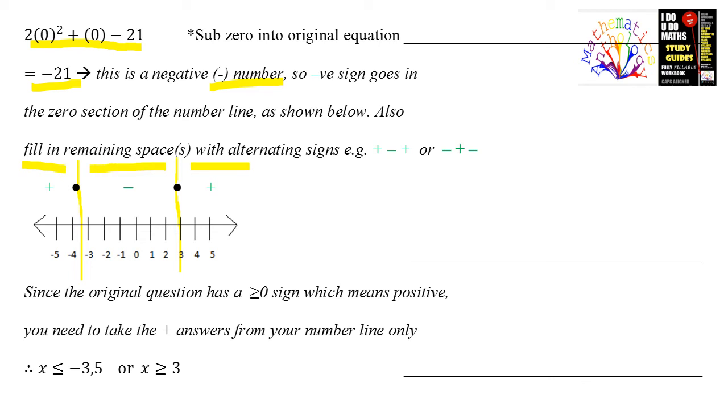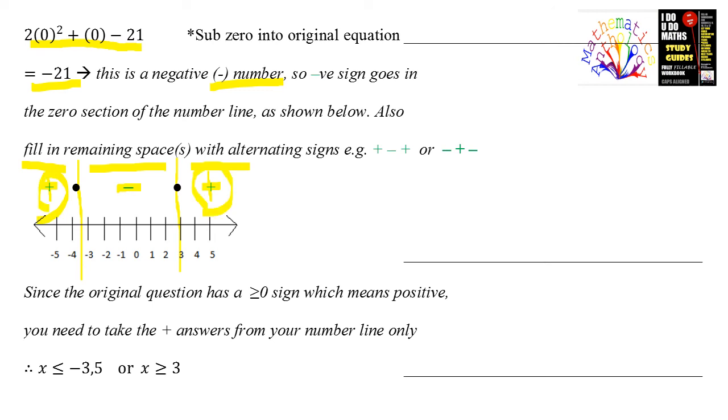When we substituted 0 into the original equation, we got a negative answer. So because 0 lies in the middle section, we have to write a negative in the middle section. Now, these signs alternate. Because that's a negative, this one is a positive, and this one is a positive. They must alternate: positive, negative, positive, or negative, positive, negative. Since the original equation has a more than or equal to sign, it means positive. You need to take the positive answers from the number line only. So you need to take this answer, and you need to take this answer.